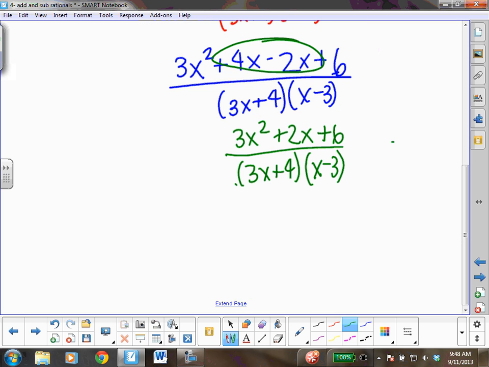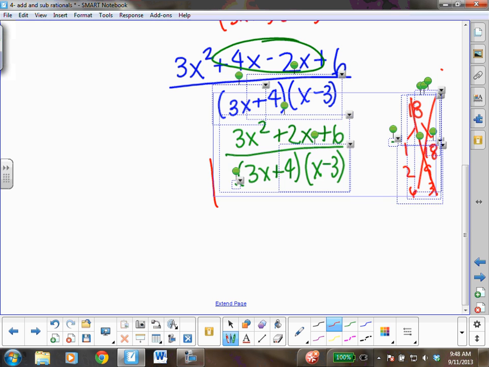And then I want to be able to simplify if I can, so I should factor if I can on the top. Multiply the first and last term, so 3 times 6 is 18. Factors of 18 that add to give you 2. The only factors are 1 and 18, 2 and 9, 3 and 6. So there are none. The top doesn't factor.